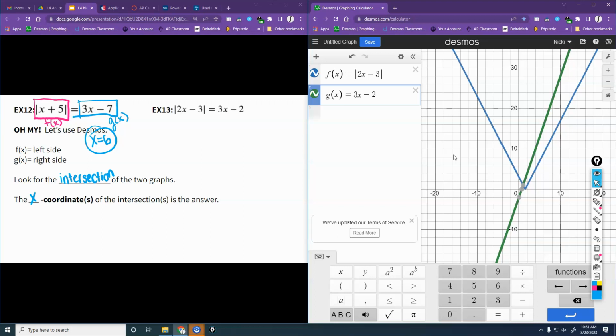If you're ever curious about the difference between honors and regular, I would make honors do this by hand. I would not let them use Desmos.